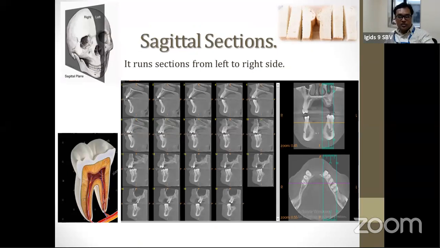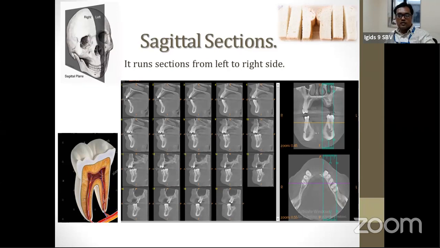Finally, the sagittal section. Once again, we're making bread sticks out of our skull, running from one end to the other end. That's from left to right, from one side to the other, I'm sorry, not end, from one side to the other. So we have multiple sections here.